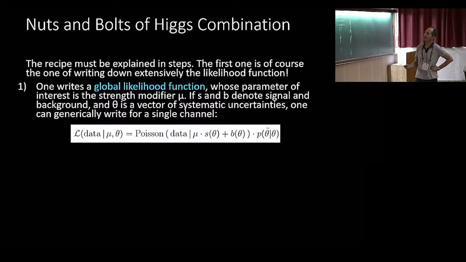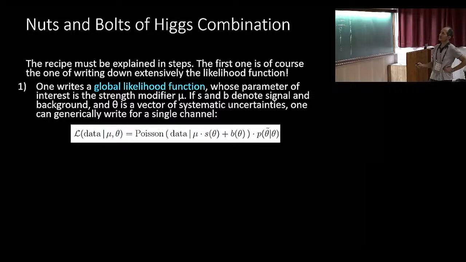You write a global likelihood. They always start with a likelihood. You get the data, and you write the likelihood that you would get some data given a certain mass of the Higgs boson and a number of systematic uncertainties as a product of Poisson distributions of observing a certain number of events given a certain cross-section, which you multiply by a factor mu, which is a scale factor for the signal cross-section.